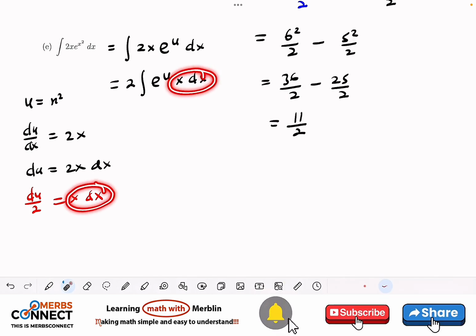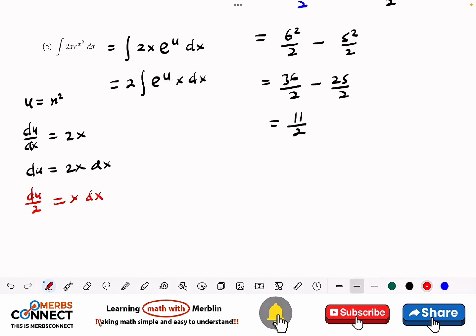So this is the same as this. So we are going to replace it by that. So this is going to be 2 times this times du over 2. We are happy to cancel this and this, and then it will be left with, so let me just do a line here.